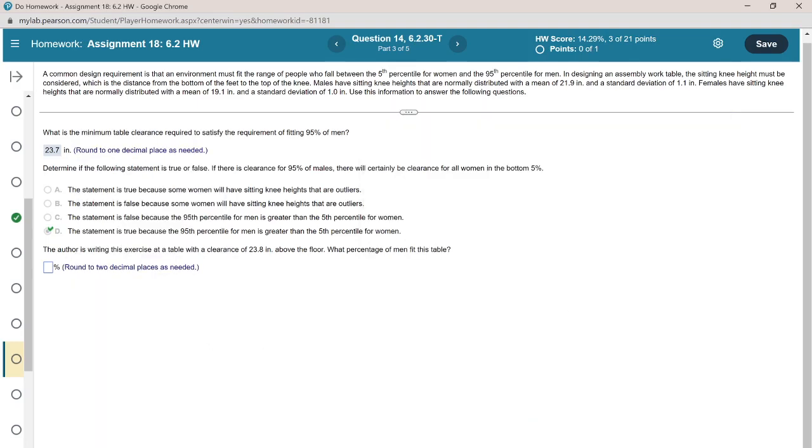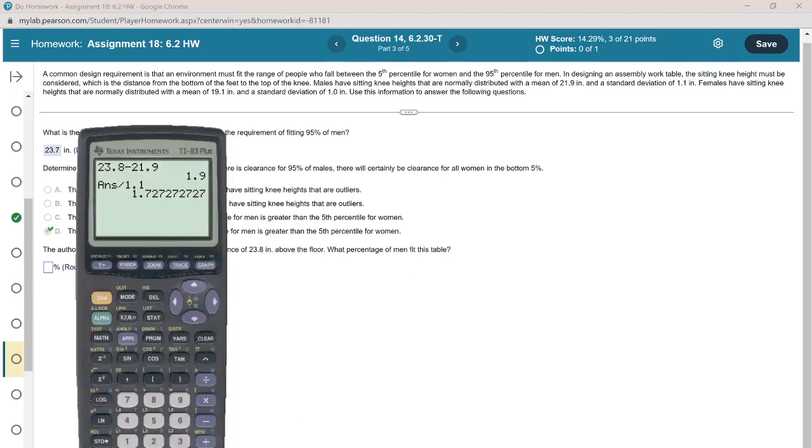The author is writing this exercise at a table with a clearance of 23.8 inch above the floor. What percentage of men fit this table? So now to find that, you have the z-score and you want to find out the area, so the inverse normal is not the right formula. So how do you find that? Let me just delete this.